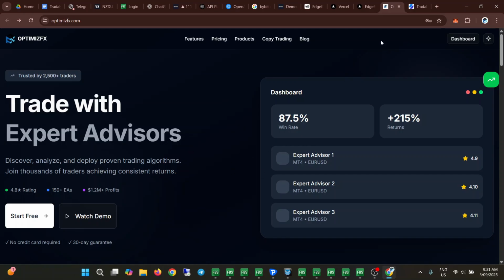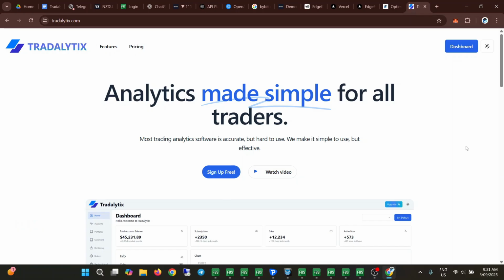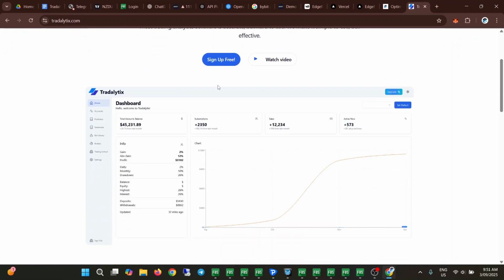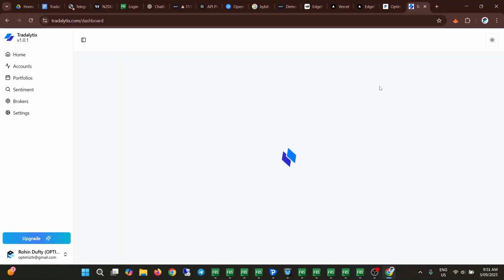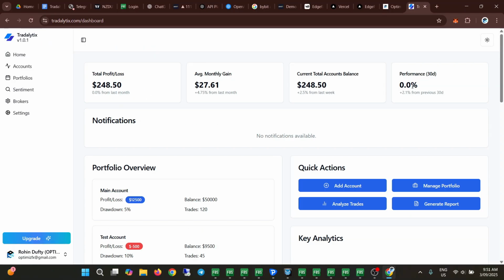Now, Tradalytics, if you're unsure what that is, it's basically, if you know MyFXBook and FX Blue, if they had a modern baby, this is what Tradalytics is. Basically, it is an analysis dashboard that allows you to see your accounts and portfolios at a glance, like all of them. So if you're trading expert advisors and you have like 10 accounts, all you need to do is add the accounts into this platform, into your accounts.